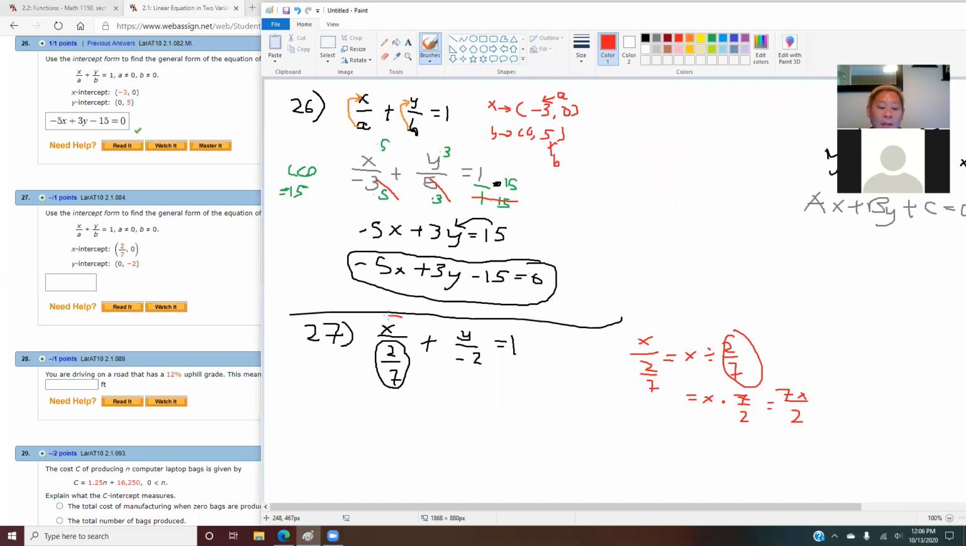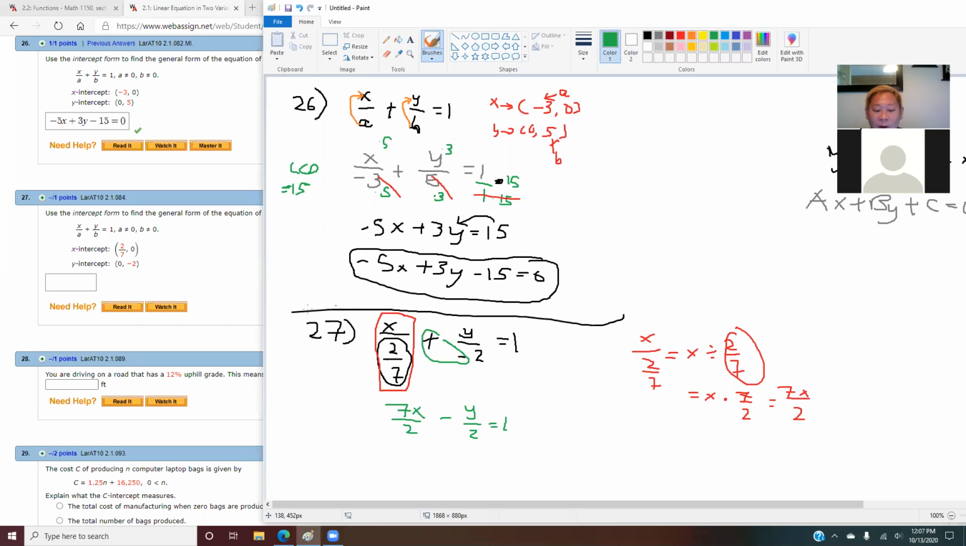So this complex fraction that you have here can be written down as 7x/2. And then because you have the plus and minus here, this will become a -y/2. And then this is equals to 1. So for question 27, the difficult part is this fraction part here. You do need to know how to change it to become a normal fraction.